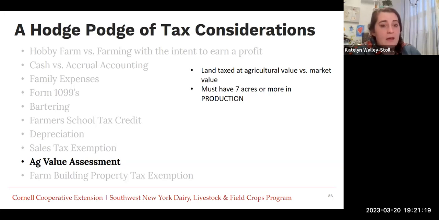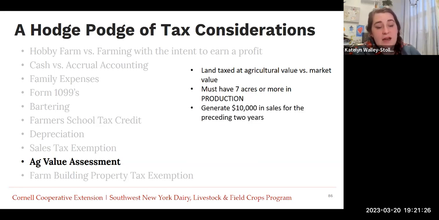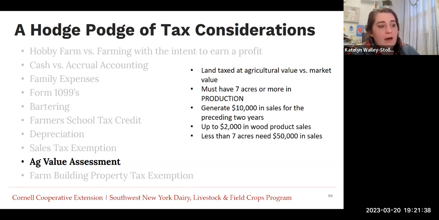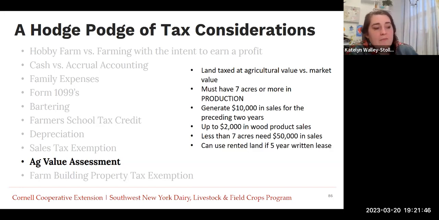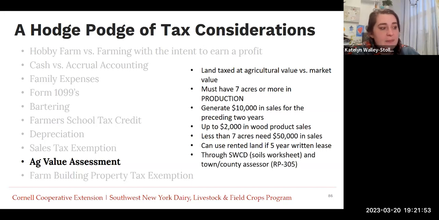So you take the land and you tax it at an agricultural rate instead of an assessed market rate. In order to qualify for ag value assessment, you have to have more than 7 acres in farming production. You have to sell $10,000 worth of agricultural products for 2 years in a row, and then for every year after that you want to receive the ag value assessment. And it's sales, not profit. If you're less than 7 acres, you have to have $50,000 in sales. If you're renting land, that rented land can qualify for the ag value assessment if there's a written lease.